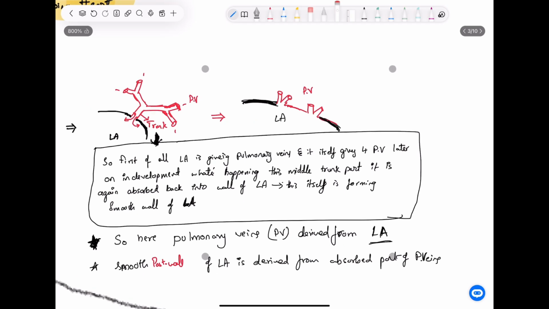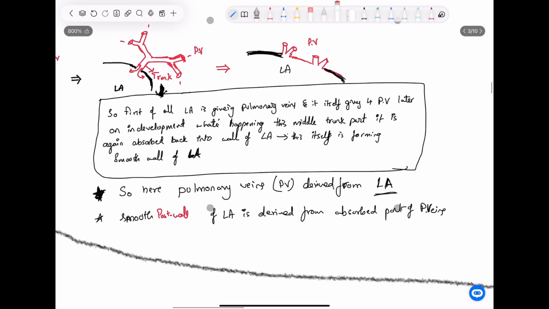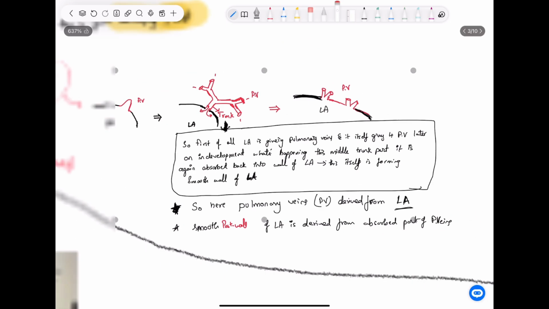Later on in development, the middle trunk part is absorbed back into the wall of left atria. This itself is forming the smooth wall of left atria. So pulmonary veins are derived from left atria, and the smooth posterior wall of left atria is derived from the absorbed part of pulmonary veins. From where? It is from the absorbed part of pulmonary veins.